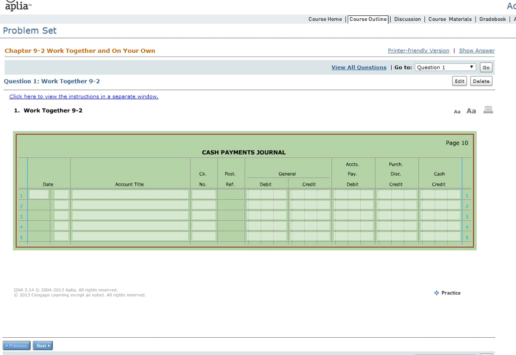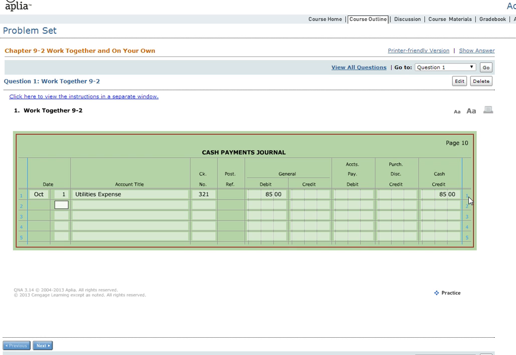So we paid cash for the telephone bill. So our date is going to be October 1st, and our account title, since this is a telephone bill, is going to be utilities expense. And our source document is C321. This is going to be under the general column. The amount was $85, and since we paid cash, it has to be cash credit of $85.